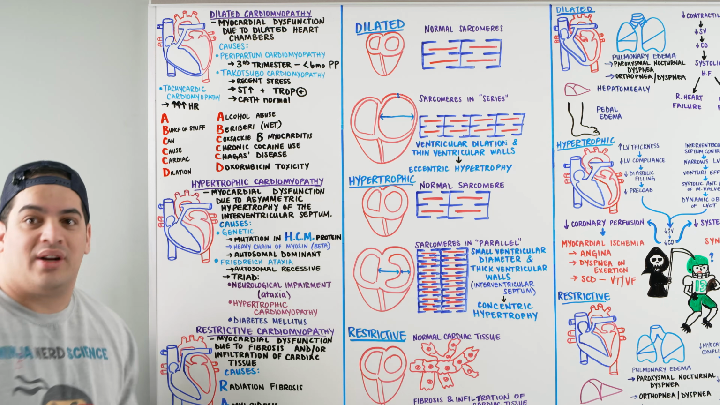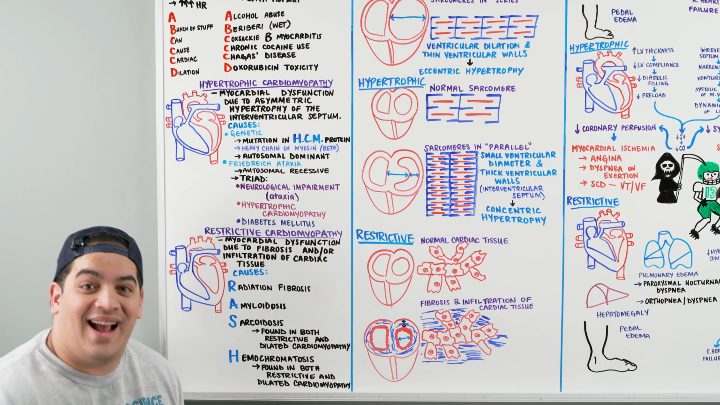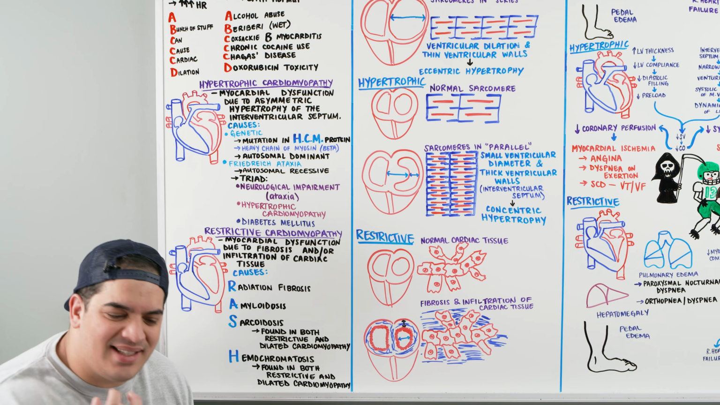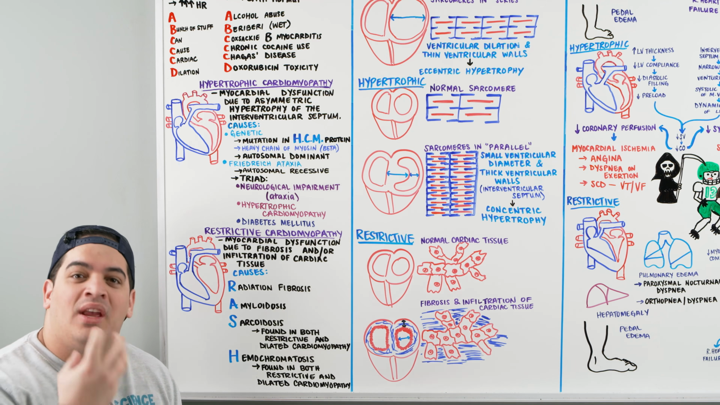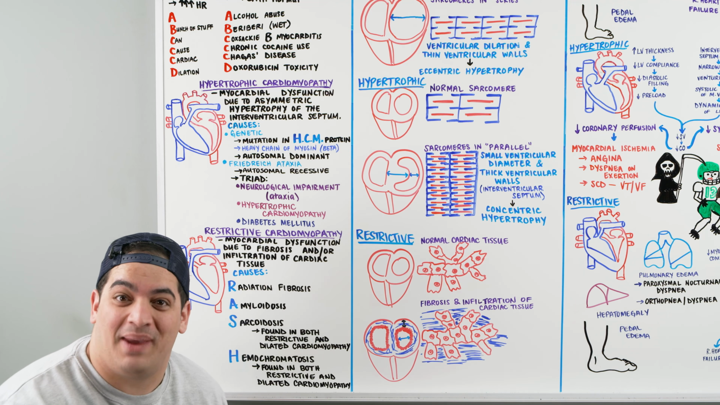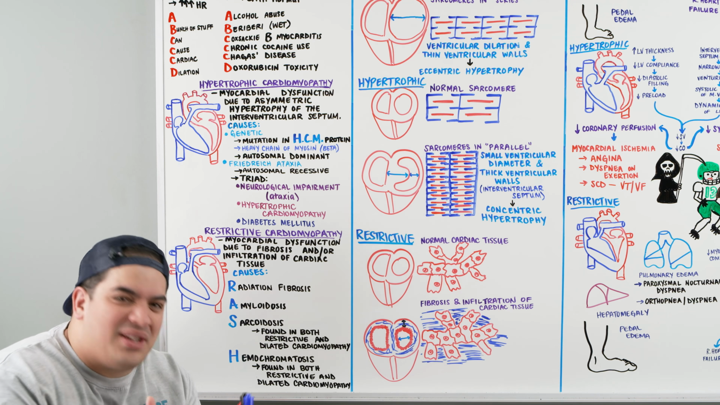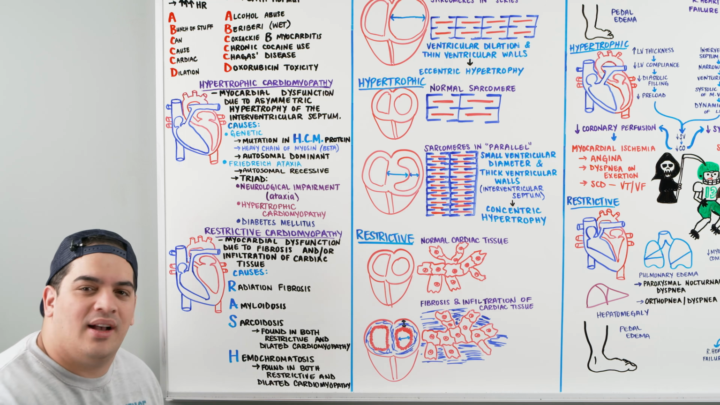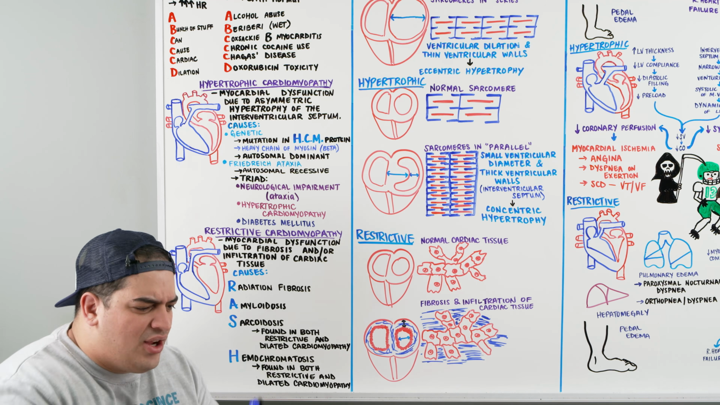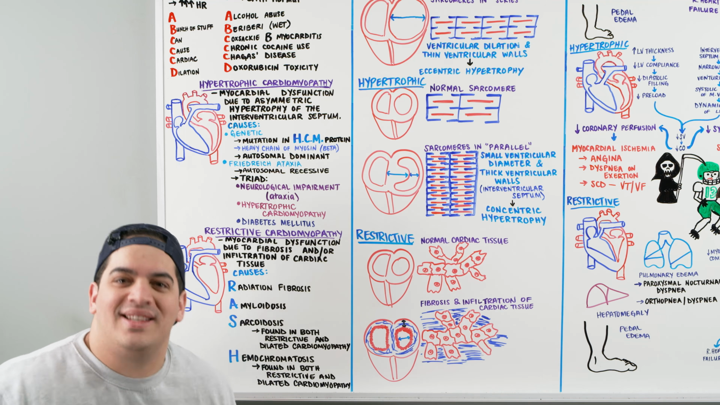Let's go down into restrictive cardiomyopathy. All right, the last one is restrictive cardiomyopathy. This is the dysfunction of the myocardium due to fibrosis and infiltration of the cardiac tissue and interstitial spaces. And this causes a restrictive diastolic filling process. The ventricles don't want to fill very much. Because of that, we have to think about particular things that can cause this fibrosis and infiltration. What is this?